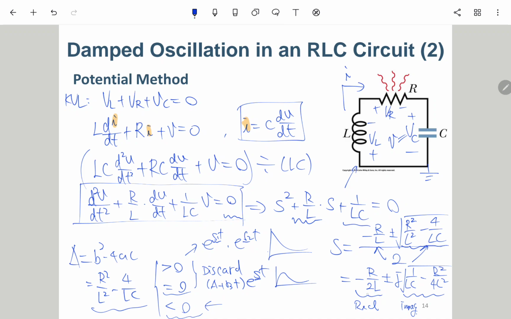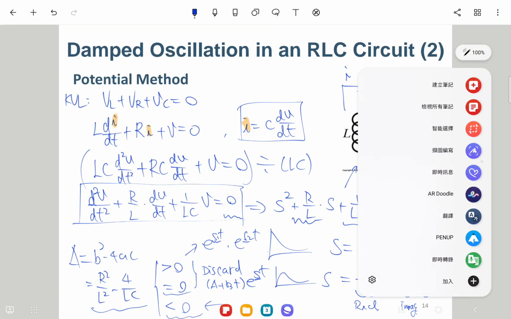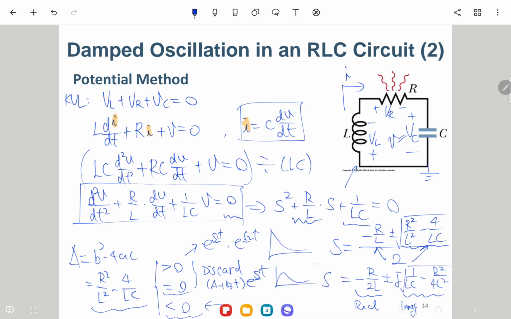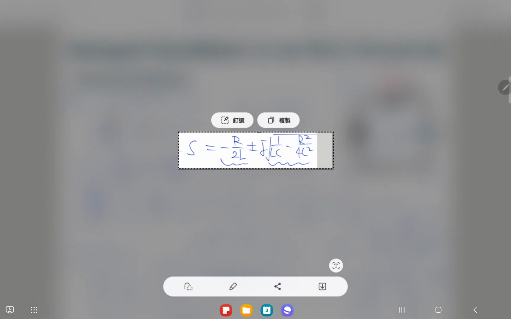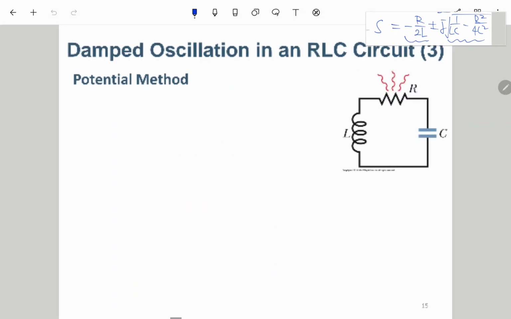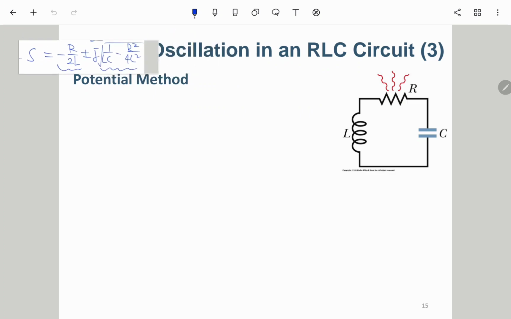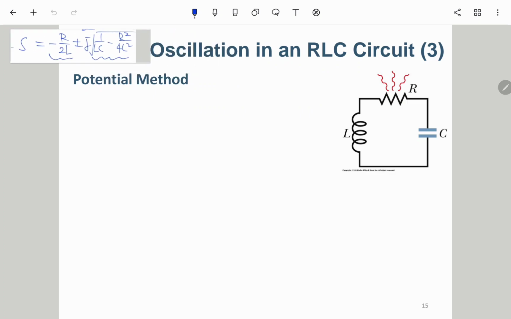So the solution is strongly related to it. Let me try to cut it out and put it on the next page. I just put it here. So we have these complex conjugate roots for the characteristic equation.